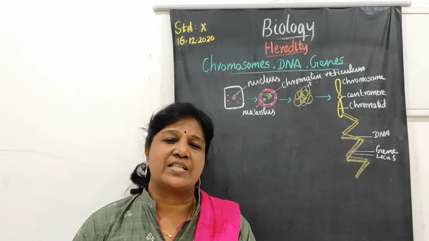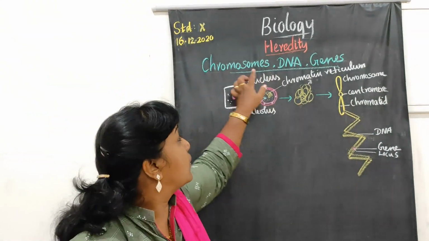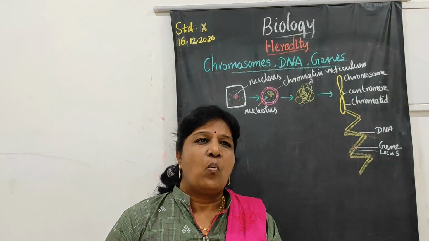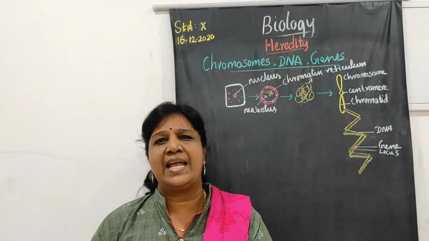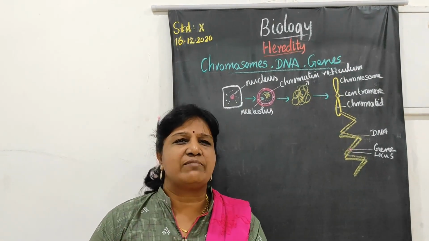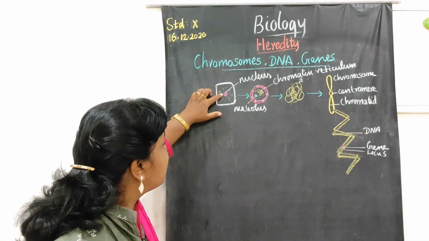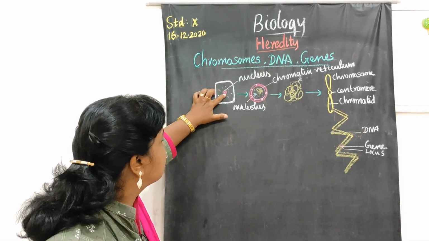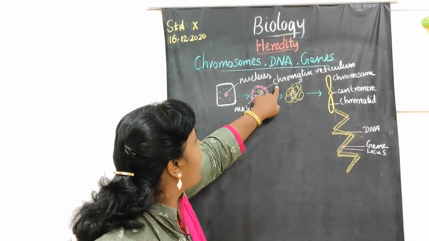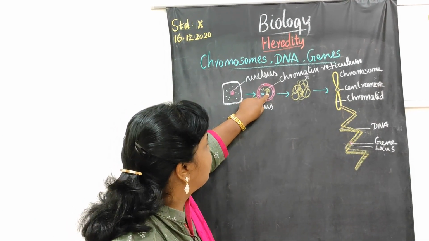Good morning students. Today in this video we are going to see chromosomes, DNA and genes. What do you mean by chromosome, DNA and gene? Our body is made of millions of cells. When we are taking a cell, inside the cell there is a nucleus. Inside the nucleus there is nucleolus, chromatin reticulum and a colloidal substance called nucleoplasm.